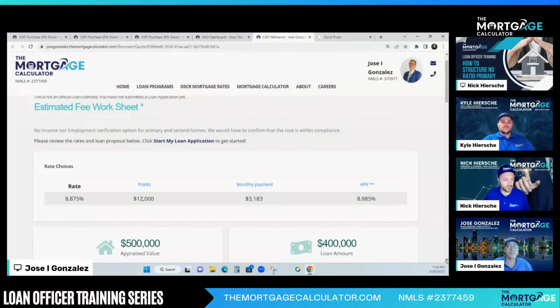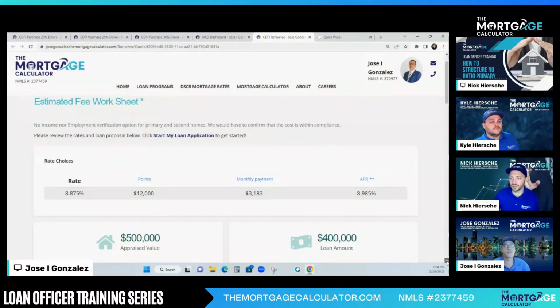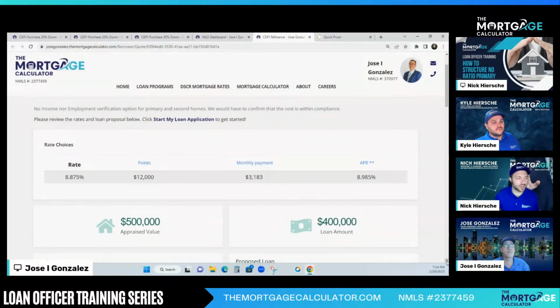And the cash out can usually be used as reserves. So a lot of times our people that are stuck can usually do the cash out as reserves, as long as there's a little bit of reserves they have prior to the cash out.